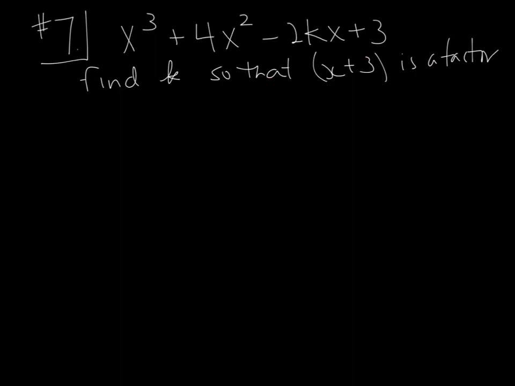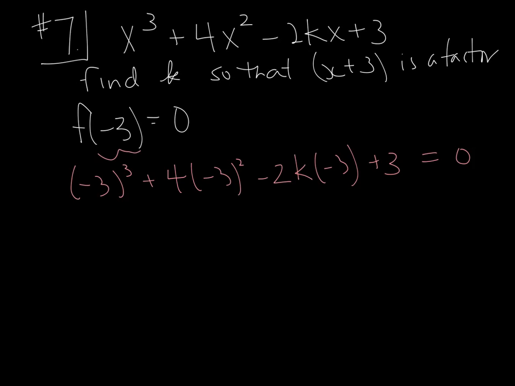Okay, in number 7, we have the cubic function x cubed plus 4x squared minus 2kx plus 3. We need to find this k value so that x plus 3 is a factor. So the factor theorem says that if I find f at negative 3, that's going to be equal to 0 in order for it to be a factor. So then what I'm going to do is take this negative 3, substitute it in for x, and then find k by making it equal to 0.